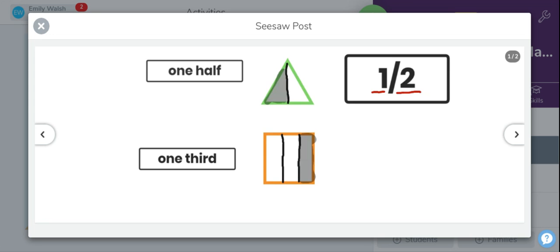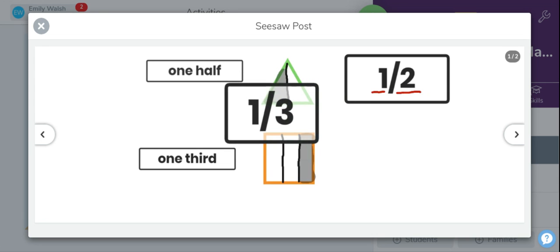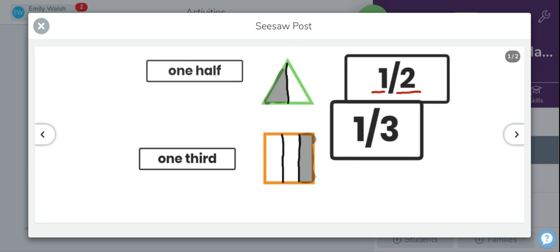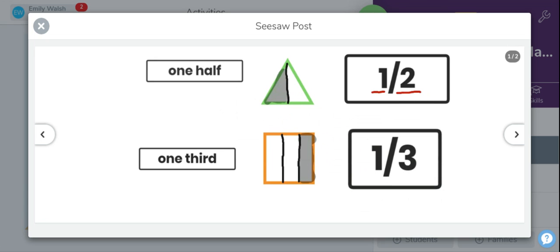Now, if I didn't want to write the words, I could use numbers too. Just like I did for 1/2 of the triangle, I could say 1 part of the square, which is partitioned into 3 parts, is colored. So this is a fraction that says 1/3. 1 part is colored of 3 parts of the square.